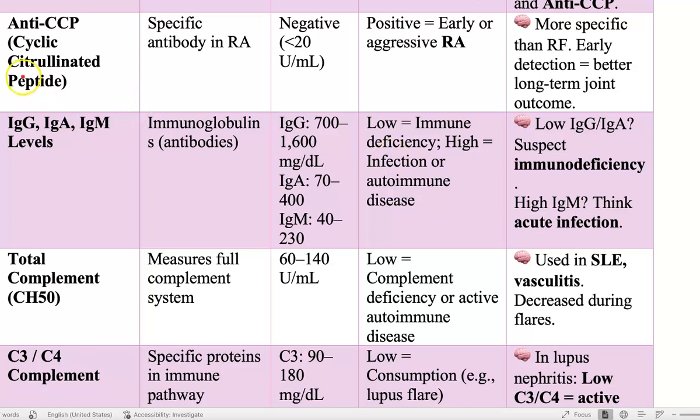Now, what is anti-CCP? That's cyclic citrullinated peptide, a specific antibody in RA, negative less than 20 U per mL. If it is positive, it means it's early or aggressive RA. It's more specific than RF. Early detection is equal to better long-term joint outcome.